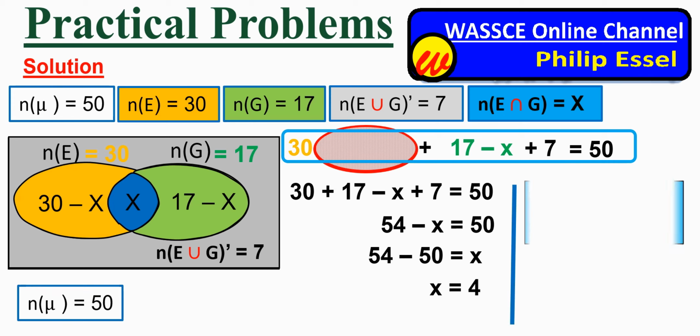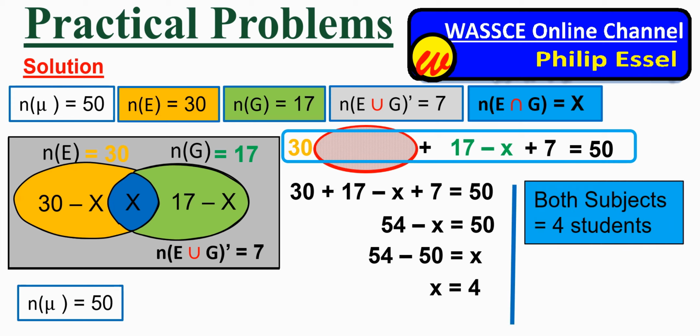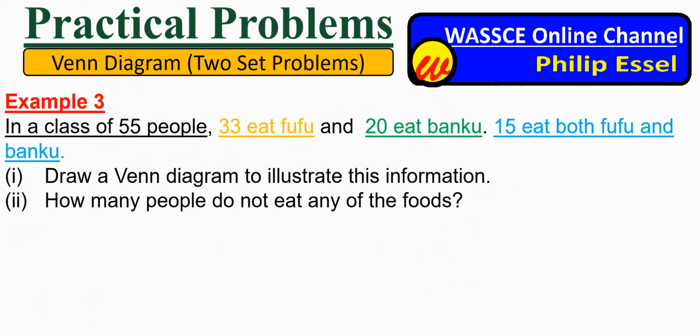That's very easy, isn't it? So let's look at our next example. Let's look at the third example. In a class of 55 people, 33 eat fufu, 20 eat banku, 15 eat both fufu and banku. 1. Draw a Venn diagram to illustrate this information. 2. How many people do not eat any of the foods?